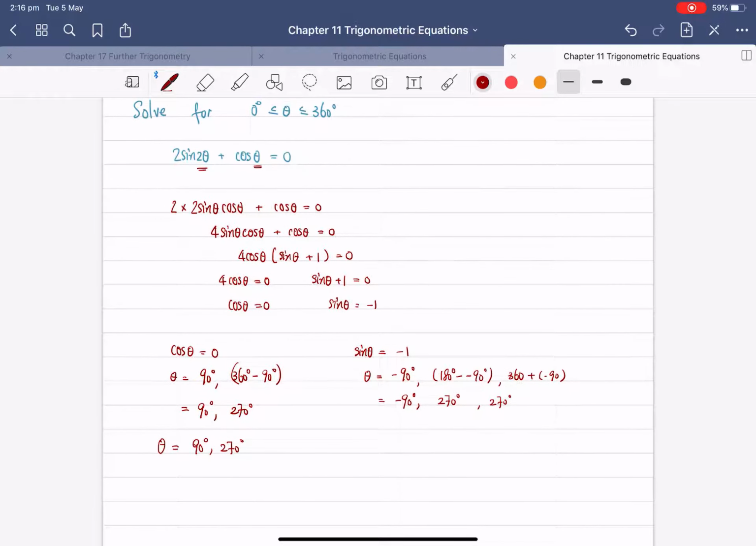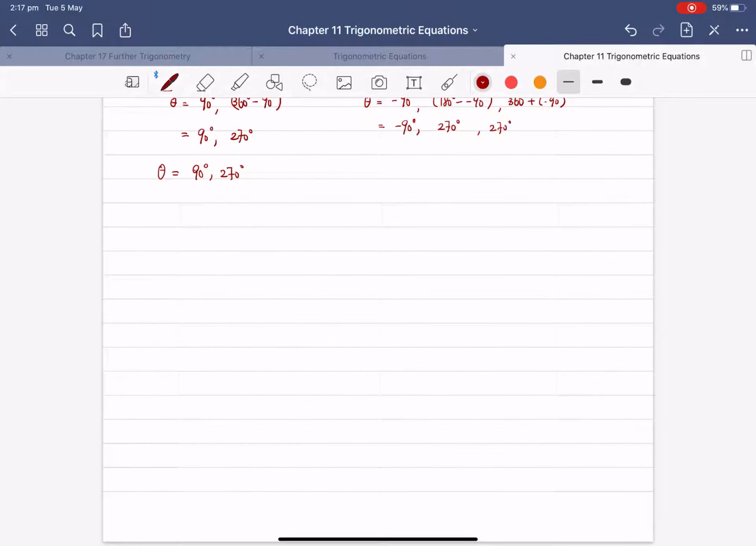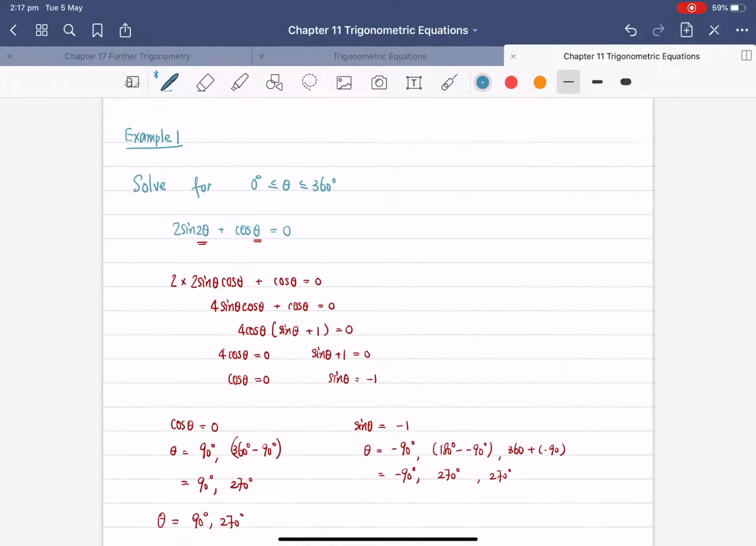Pretty easy. All you need to do is use the double angle formula for sine, and then you solve the question. So that's an easy one. All right, so let's do another one. Let's try this question here.